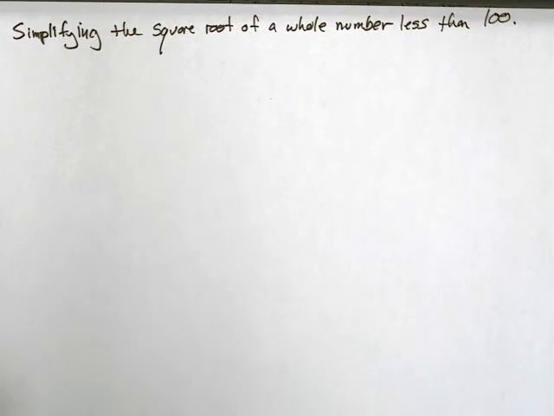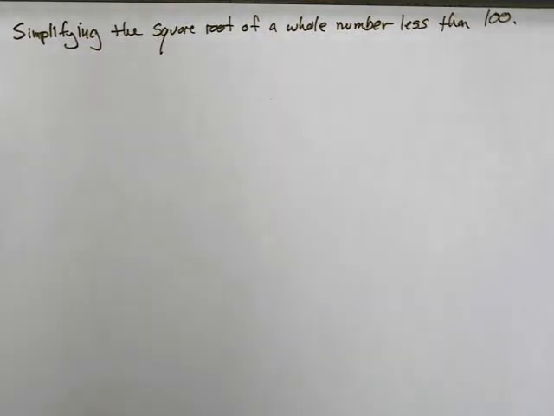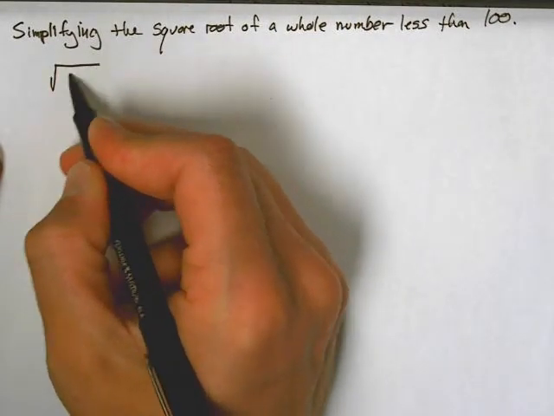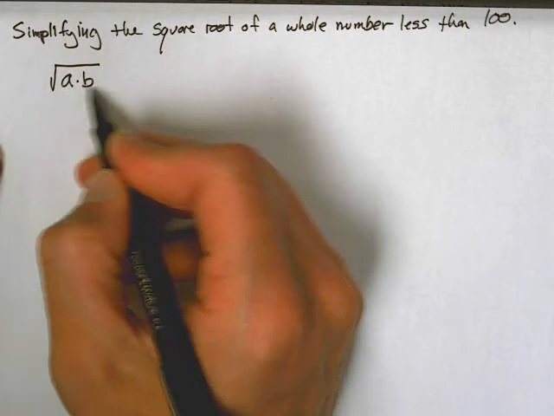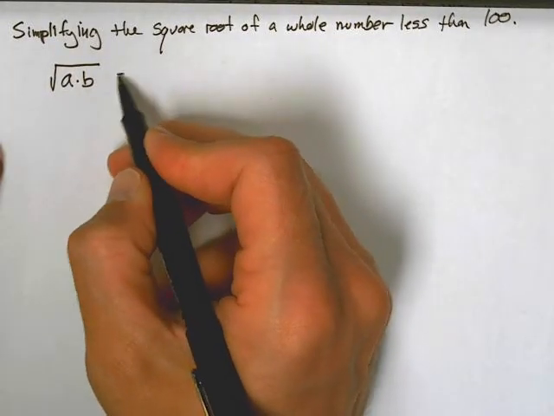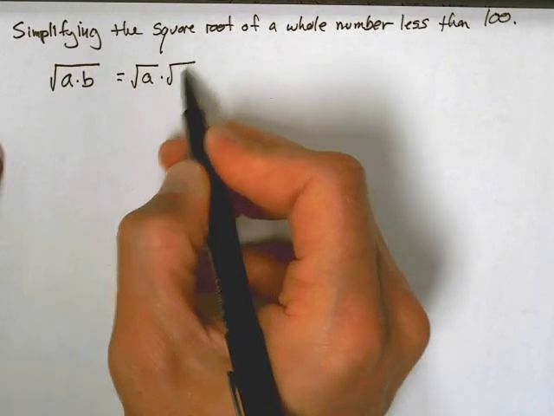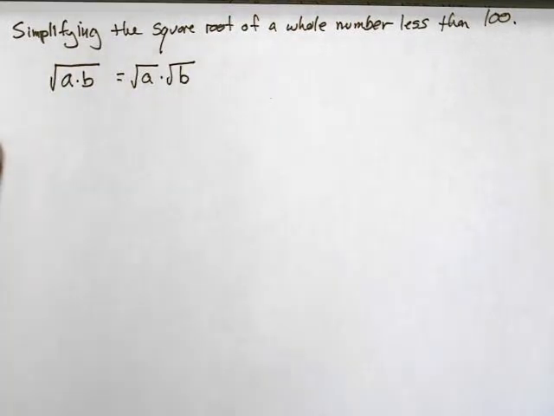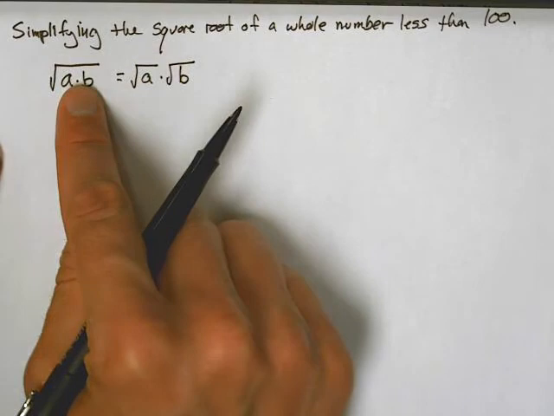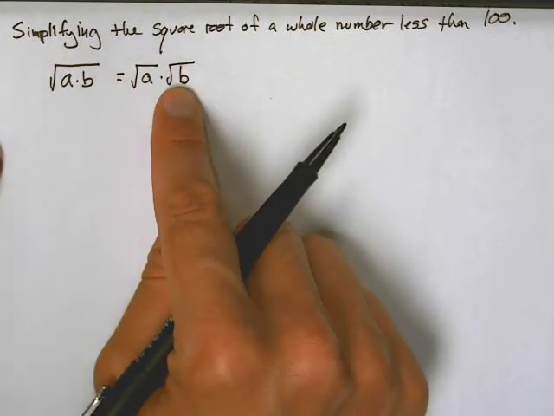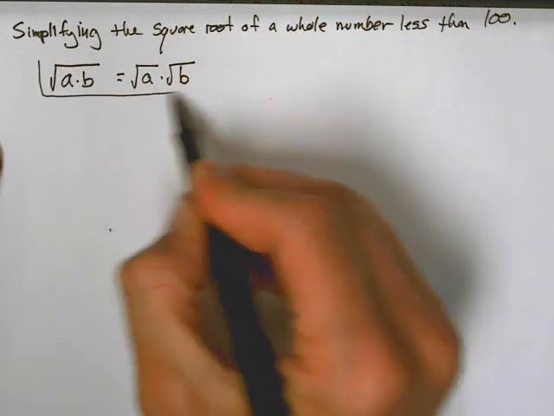Okay, the first thing that you guys need to really understand to do this is the following. If I have the square root of two numbers, a times b, that's the same as doing the square root of a separate from the square root of b. So if you have a square root of two numbers multiplied together inside of a square root, you can square root each of them separately and multiply together. That's the first big thing.